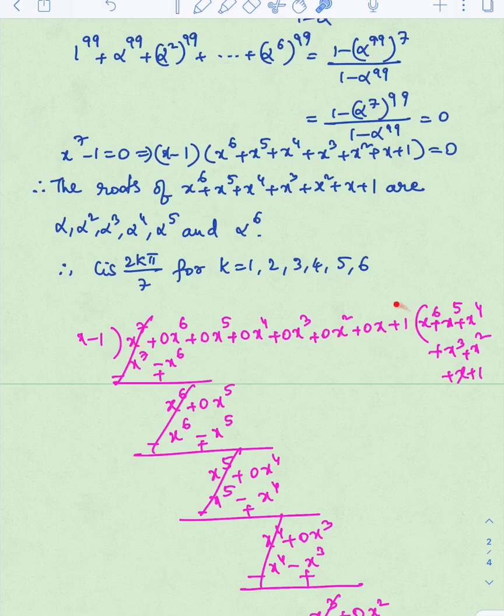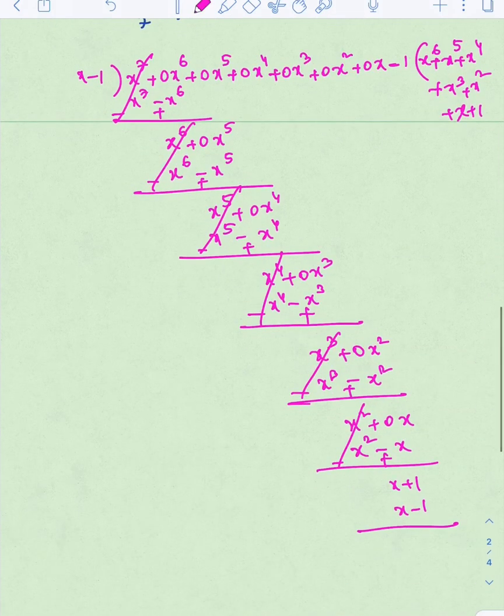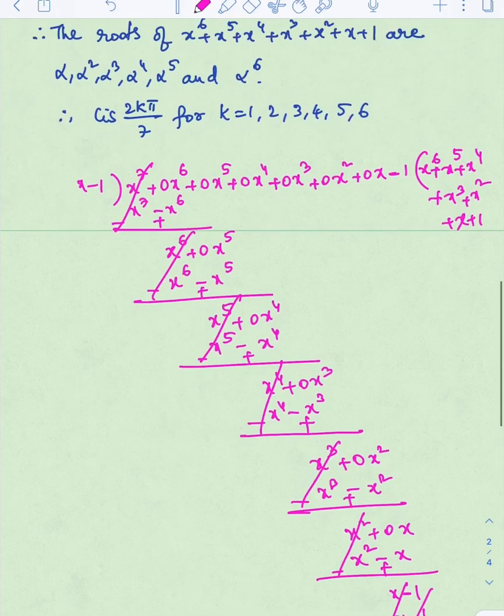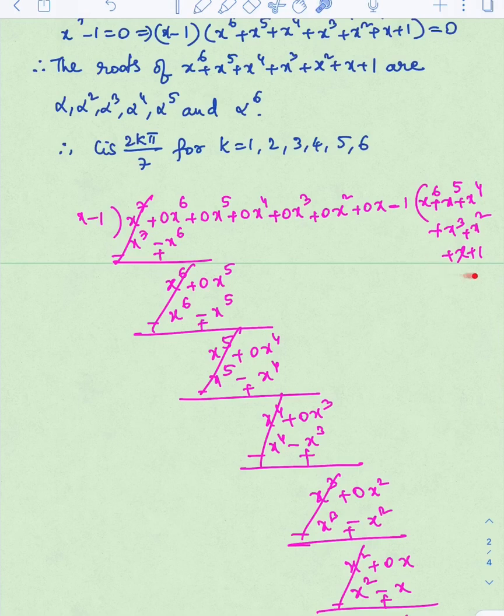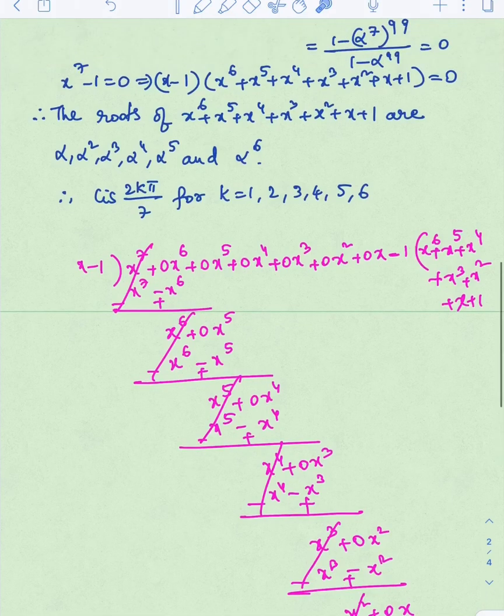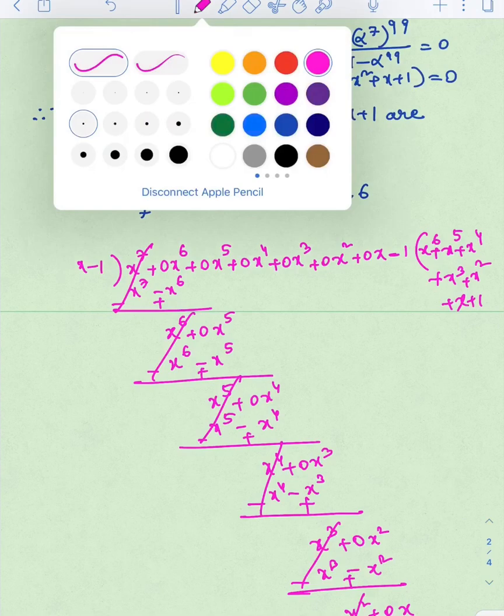What is the dividend? X power 7 minus 1. I have to take minus 1 here, not plus 1. Minus 1 is taken, and that's why here also we should write minus 1. Then plus 1 when you do, 1 into x minus 1 is x minus 1, and change the symbols and see, the result is 0. Remainder is 0. So what is the quotient here? This is the quotient: x power 6 plus x power 5 plus x power 4 plus x cube plus x square plus x plus 1. This is to be taken here.